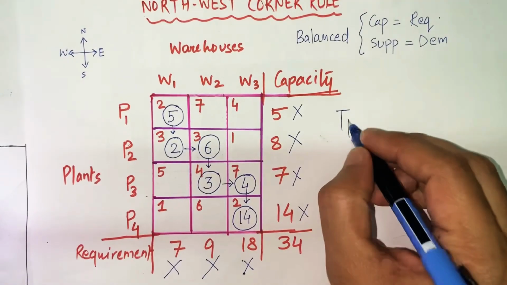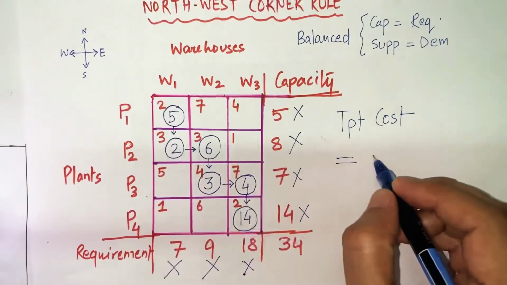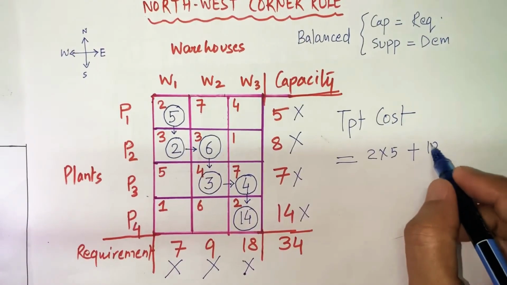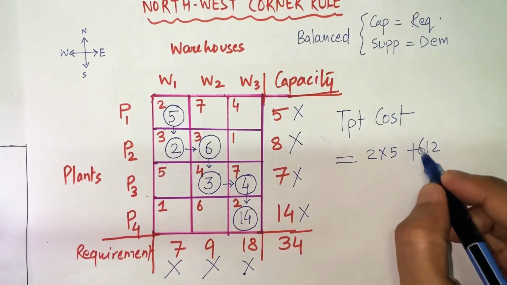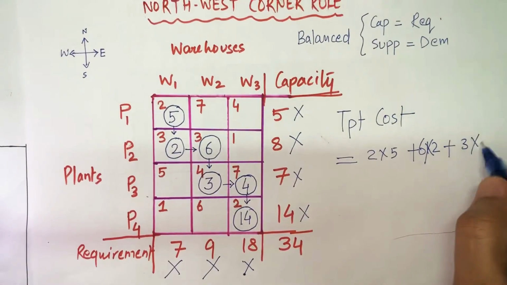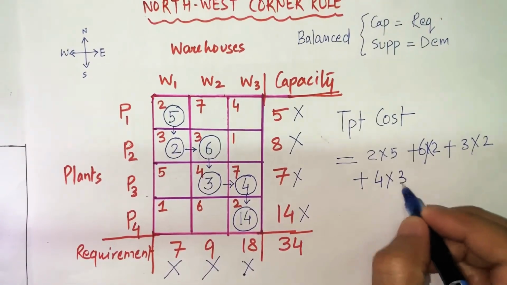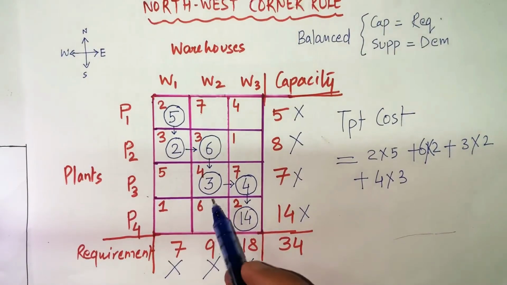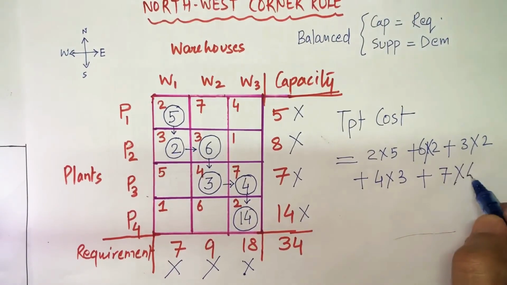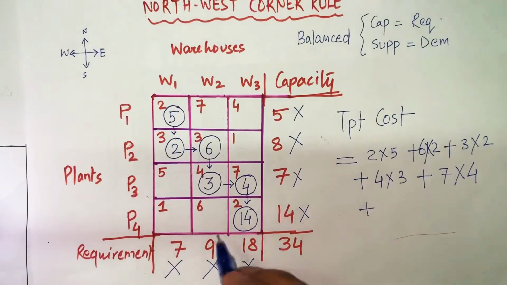Now let's calculate the transportation cost. I'm writing it in a little shortcut, TPT cost. It is going to be 2 times 5, 6 times 2. Sorry, I just wrote straight away the multiplication. So it is 6 times 2 plus 3 times 2. Then I have 4 times 3, because these are the costs per unit. That means 4 rupees is the cost to ship 1 unit, and how many units am I shipping? 3. So 4 times 3, plus 7 is the cost of shipping 1 unit, and I am shipping 4 units from P3 to W3. And plus 2 times 14.